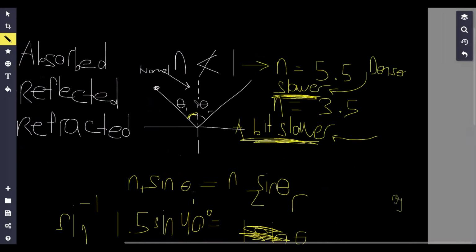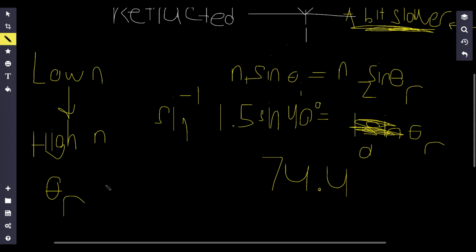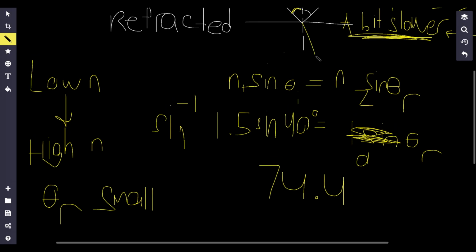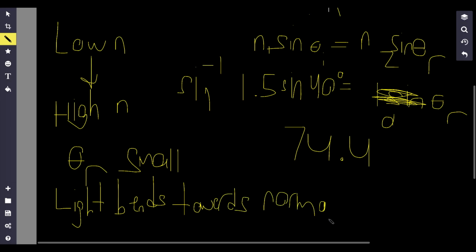Okay, let's summarize what we learned from these two practice problems. When light goes from a low index of refraction to a higher index of refraction, we can say that the angle of refraction is relatively small. What's going to happen is that our light is going to bend towards the normal. So light is going to bend towards the normal. And because the light bends towards the normal, that's going to cause this angle of refraction to be smaller.